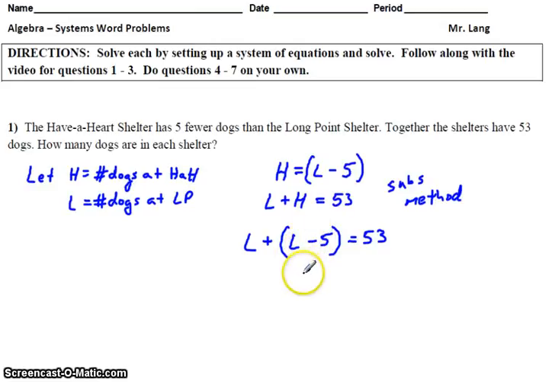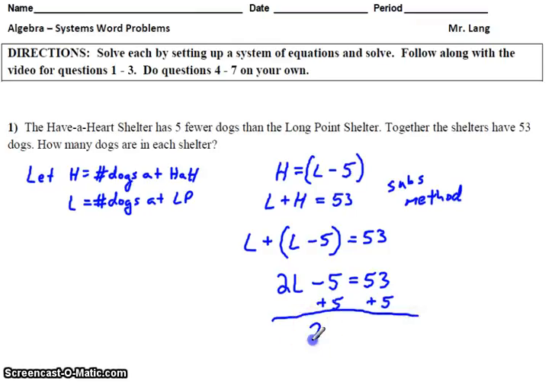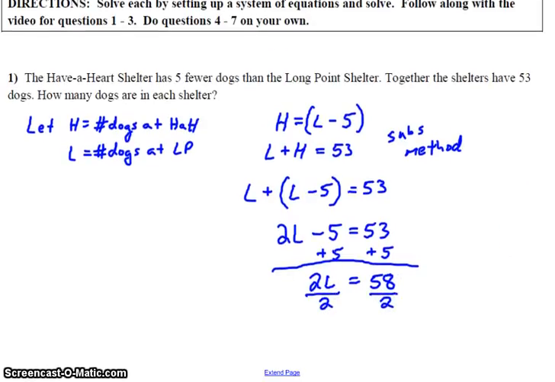Cool, so now I just got this one to solve here. So L plus L minus 5, that's going to be 2L minus 5 is equal to 53. I'm going to add 5 to both sides. And I get 2L is equal to 58. And when I divide both sides by 2, I'm going to scroll down a little bit here. I get L is equal to 58 divided by 2, which is 29.